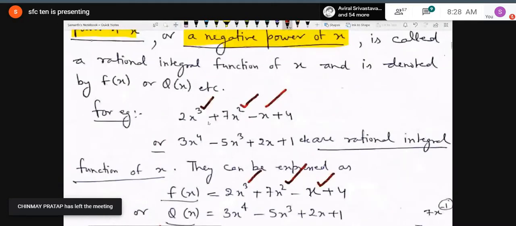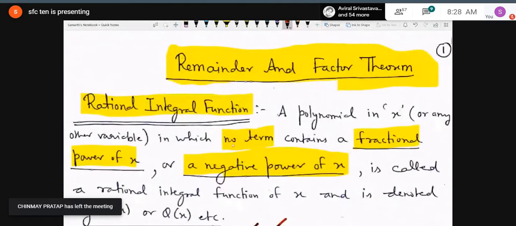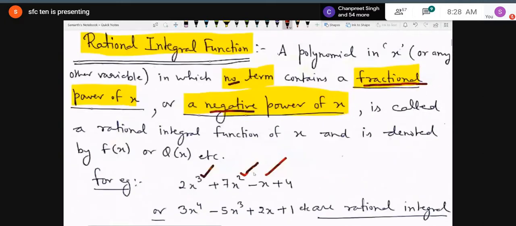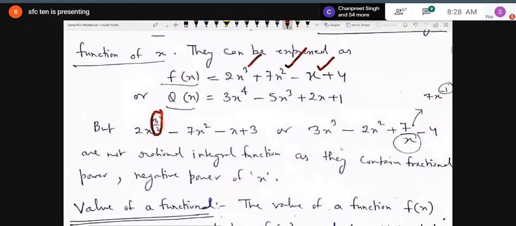Or if I write 3x cube minus 2x square plus 7 upon x minus 4. So 7 upon x can be written as 7x raised to power minus 1. If you bring x into the numerator, the power of x will be negative, that is minus 1. So they are not rational integral functions, as they contain fractional power or negative power of x.